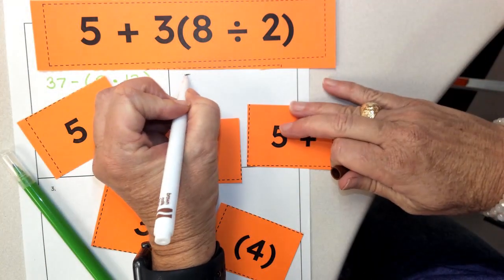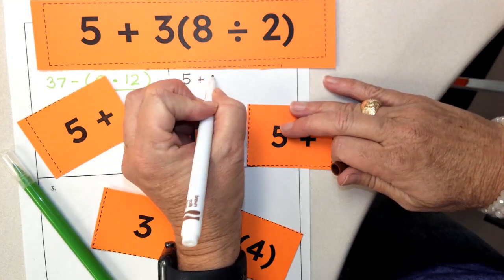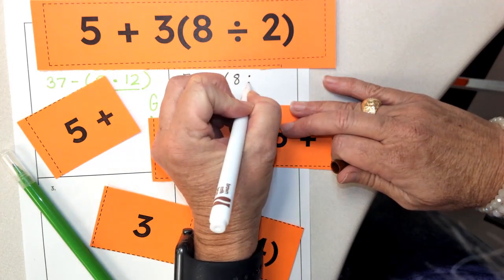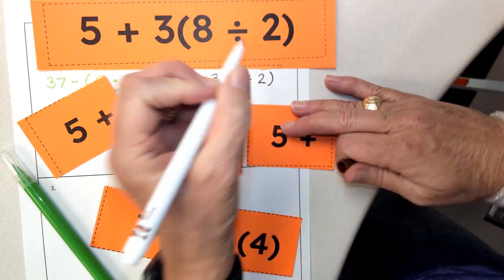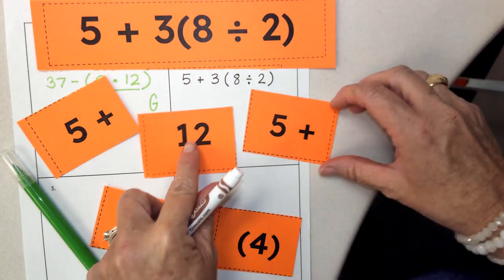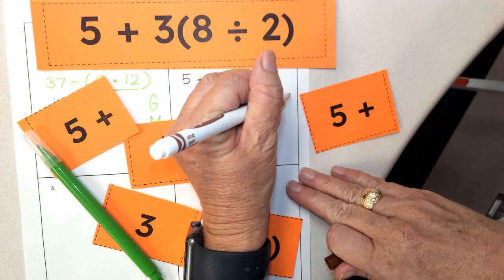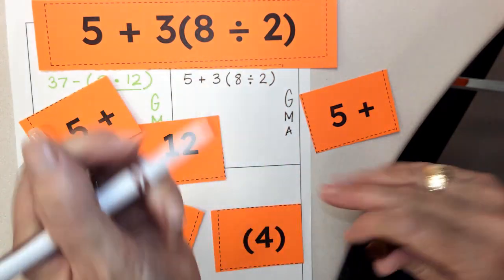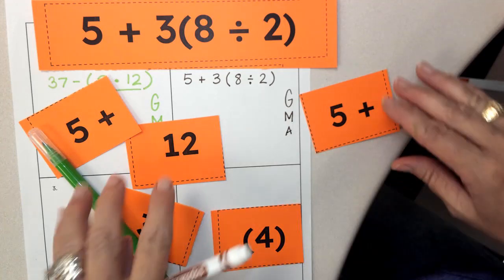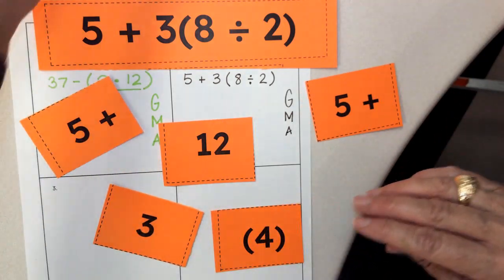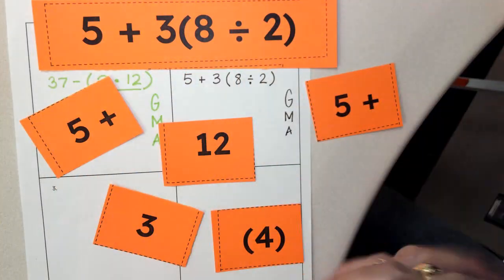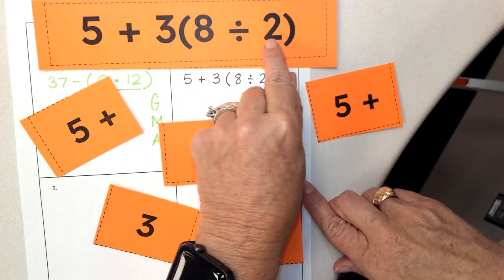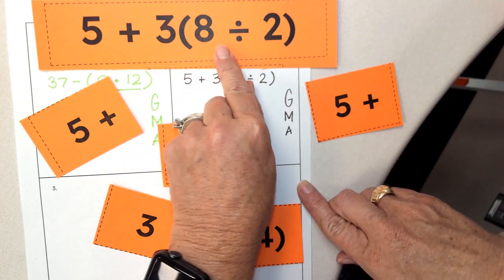And the first thing that I want to do is record my problem. So we have 5 plus 3, parentheses 8 divided by 2 parentheses. Okay, and again, since this is new for us, we're going to record our steps, GMA, over here to the side. So whenever I'm solving for GMA, I want to first survey my problem and look for those grouping symbols. So I see that I have a grouping symbol right here. So this will be the part that I solve first.